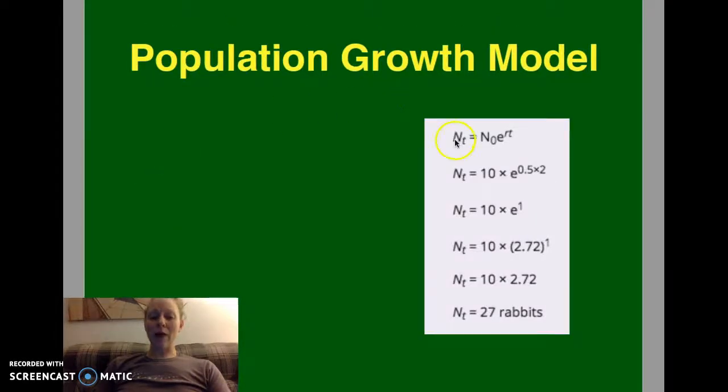If we do this math, here we have our initial model, and we said that there are 10 reproducing individuals. E is the base of the natural log, 0.5 is our growth rate, and 2 is the number of years that we are measuring for. If we plug that into our calculator, we can see that the total rabbits are going to be 27 in 2 years.